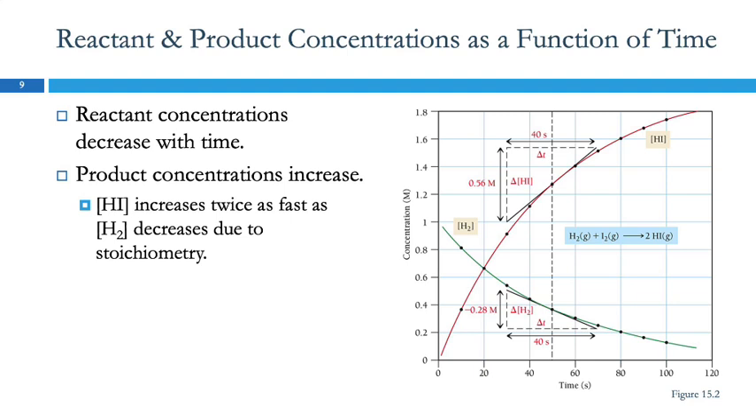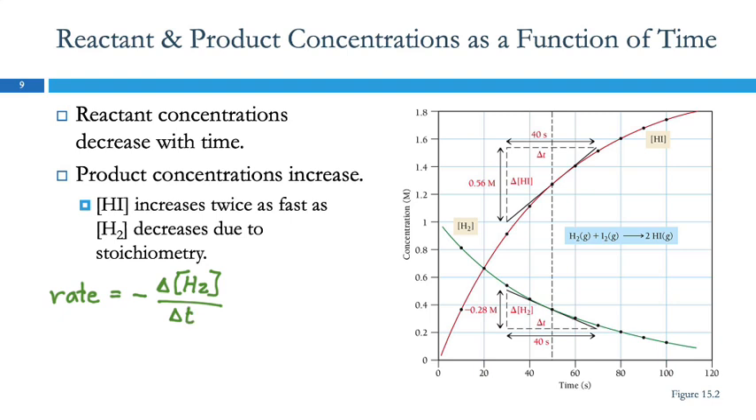Any questions? The rate is not shown directly on the graph. The rate is equal to the slope of this line. It's the change in concentration divided by the change in time, right? So we said that the rate is equal to, for reactants, negative the change in the reactant concentration divided by the change in time.